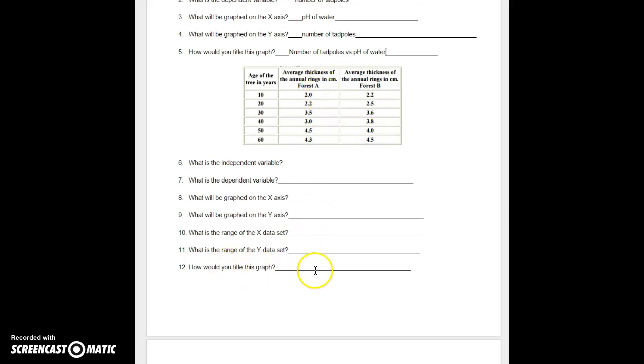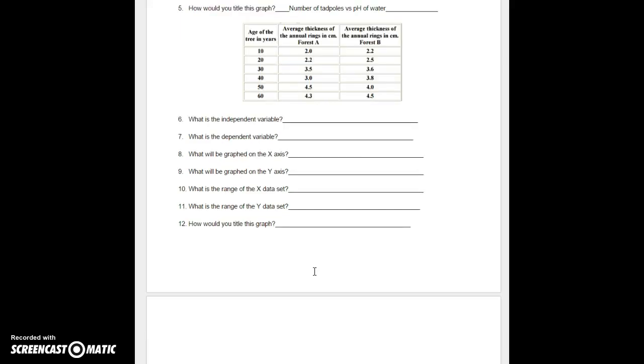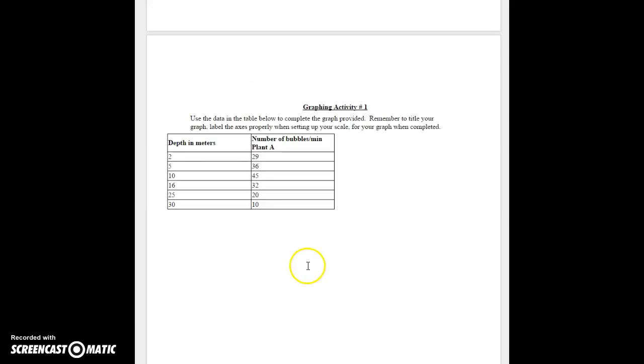Again, for the title of this graph, it would be your Y versus your X. So something along the lines of average thickness of annual rings versus age of tree in years. Going on to the part that you guys, for the most part, had to do for homework, I just gave you a data table here, and you guys had to make a graph of this.